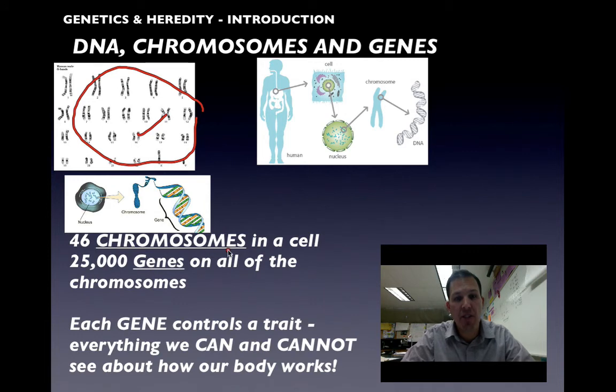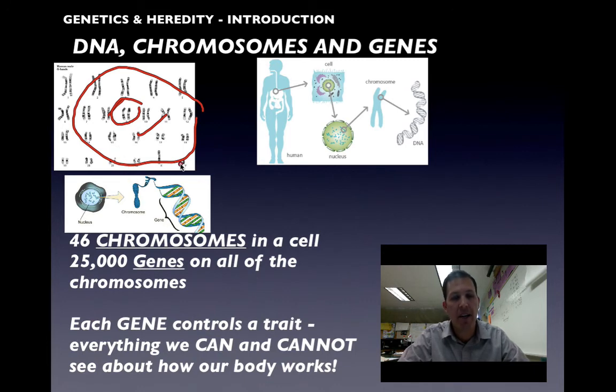And those genes control your traits. It's sort of like a recipe. Think of a cookbook that has hundreds or thousands of recipes in it. You can turn to any page and find a recipe. Well, you can go to any chromosome and find certain genes, and those act like recipes that control how your body works. Everything we can and cannot see about how our body works is controlled in the genes.